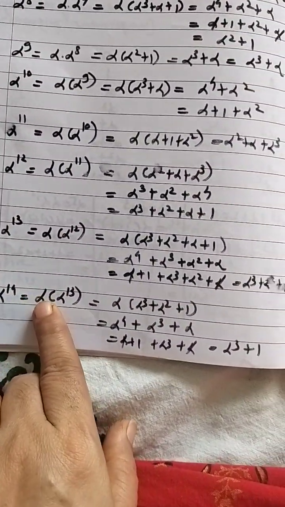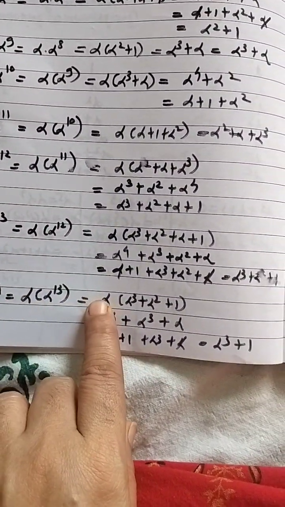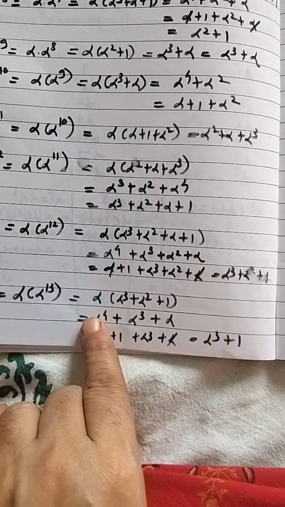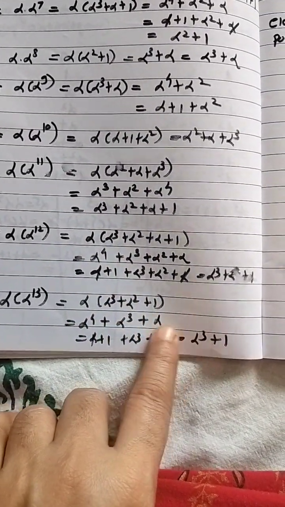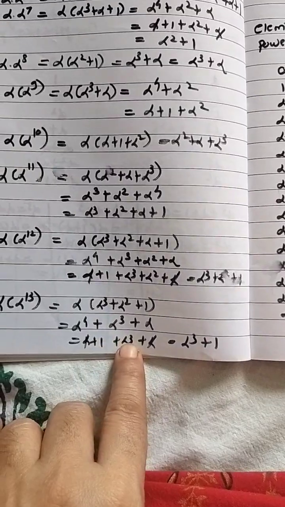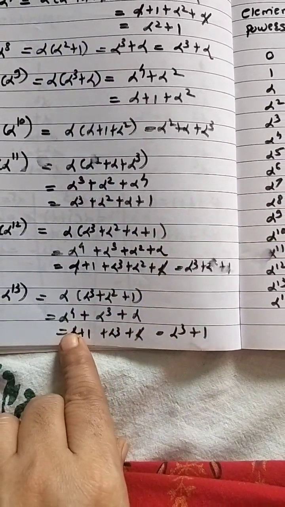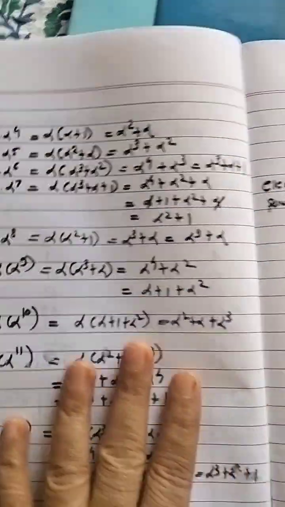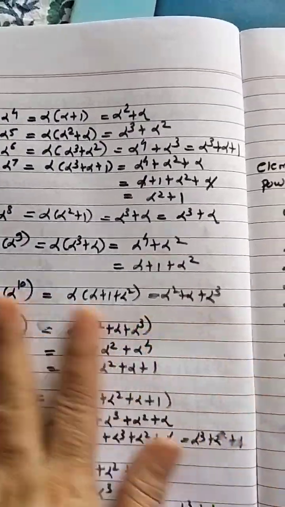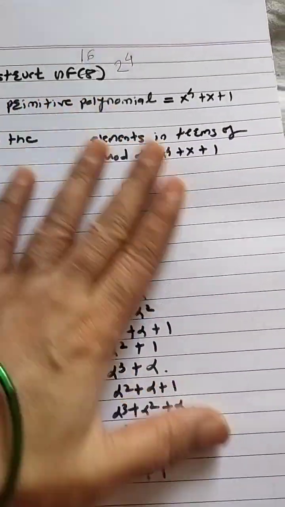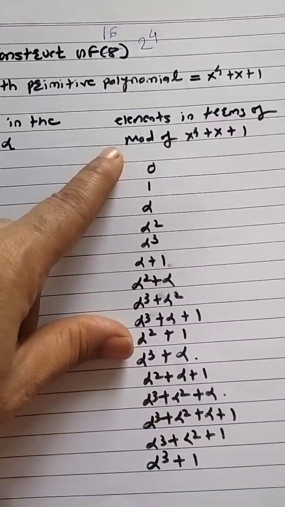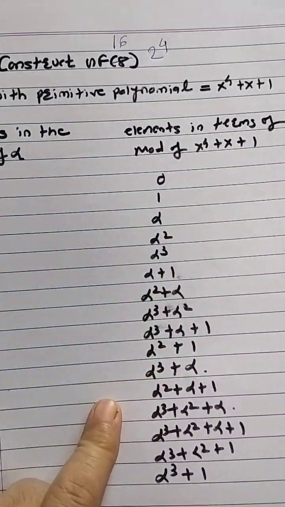Now alpha raised to 14 is alpha into alpha raised to 13, alpha cube plus alpha square plus 1, that is alpha raised to 4 plus alpha cube plus alpha, that is alpha plus 1 plus alpha cube plus alpha. Alpha gets cancelled, you will get alpha cube plus 1. So this is one method to obtain the elements of Galois field 16 with mod primitive polynomial.